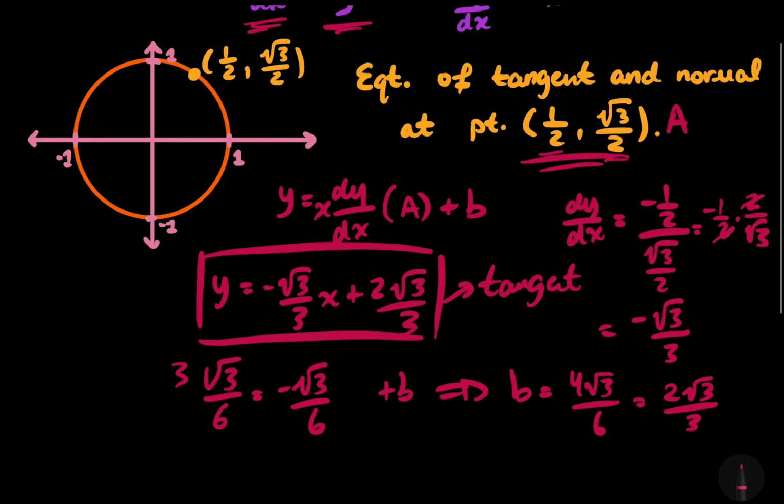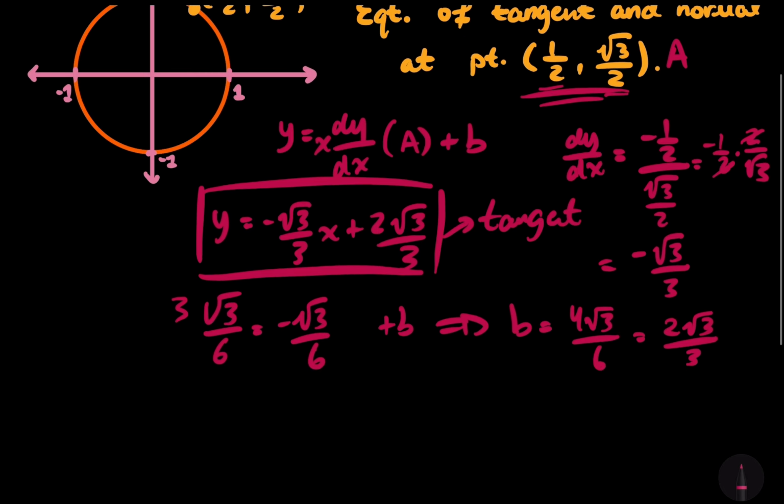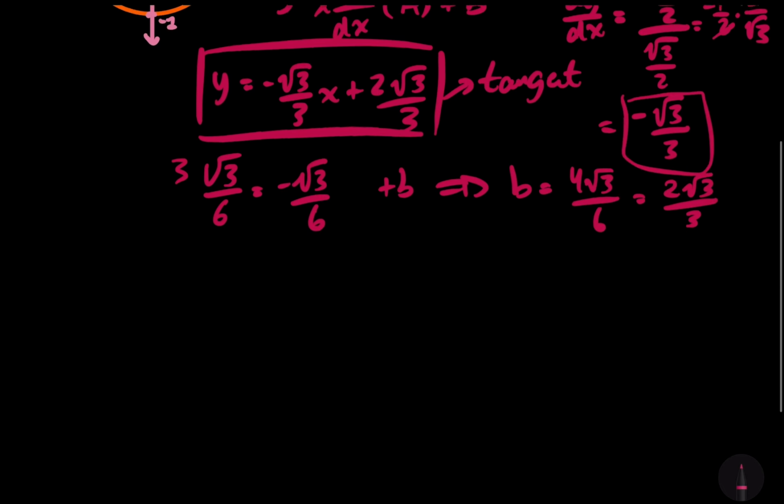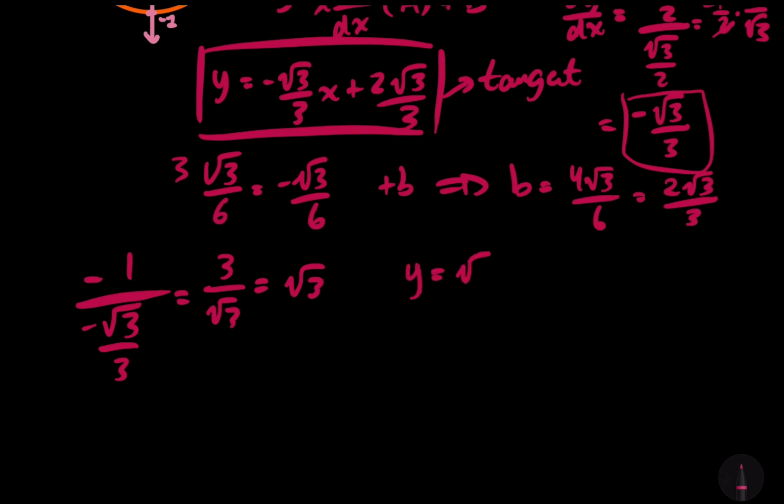And so all we have to do is essentially just take the negative reciprocal of our derivative evaluated at this point. And so in this case, we're just going to take essentially negative 1 over this term right over here. So we'll get negative 1 over negative square root of 3 over 3, which is just going to be equal to 3 over the square root of 3, which is just the square root of 3. That right over there is the slope of our normal line. So our normal line is going to be of the form y equals square root of 3 x plus b.